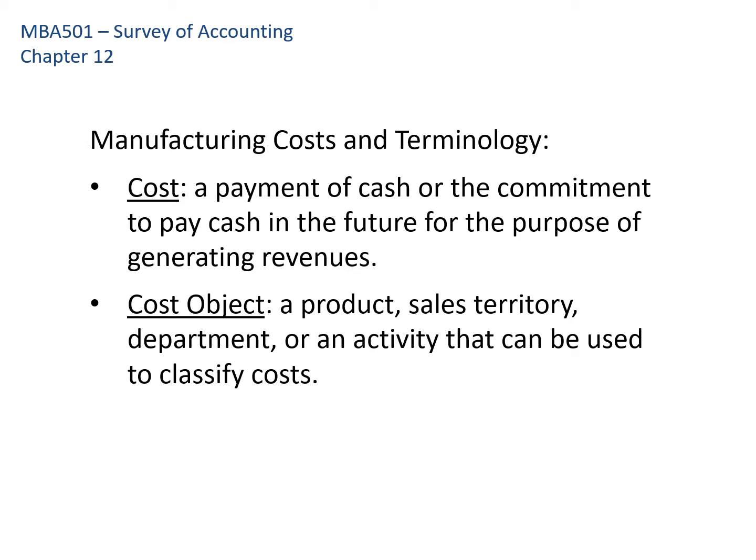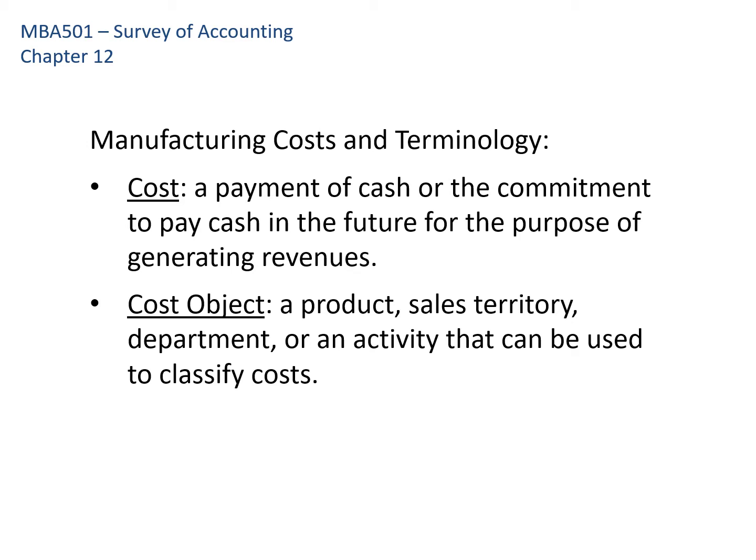A cost object is anything for which I want to measure those costs. So the most common one would be a product. Maybe I make a variety of different products and I want to analyze all of my total cost relative to each of those products so I can say how much does product X cost, how much does product Y cost, how much does product Z cost. I may also want to analyze my cost relative to geographic sales territories, so I know where I am spending the most money. Presumably that should be where I'm getting the most sales. It could be departments within the company, or it could be an activity.